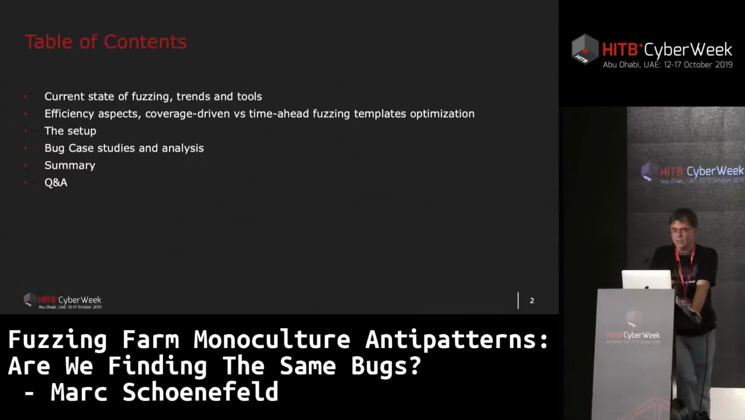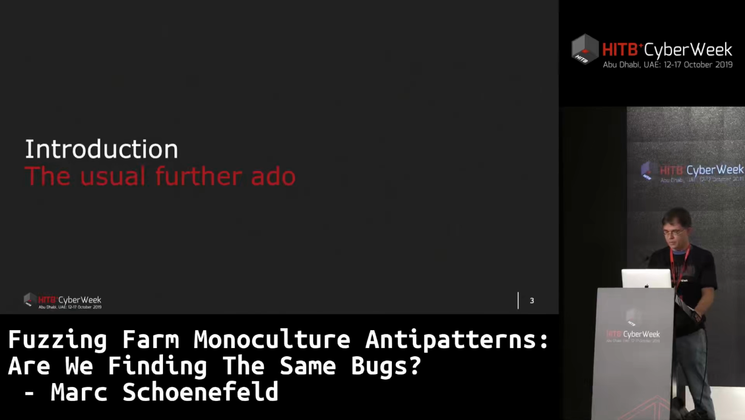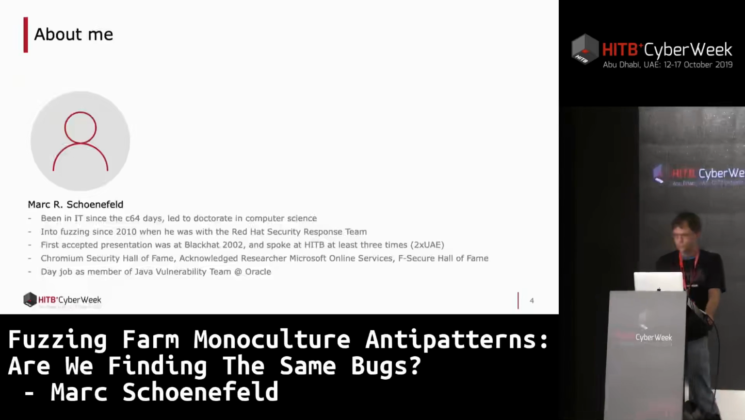So going to the agenda today, we first have a short look at the current state of fuzzing, trends and tools, efficiency aspects, coverage-driven versus time-ahead fuzzing, and template optimization. Then I show a little project I've set up, going back to more simplified fuzzing setups and evaluating what we can achieve with those. Then we go into bug case studies and have a summary and Q&A. So hopefully we end up at the scheduled time and then meet again for the questions.